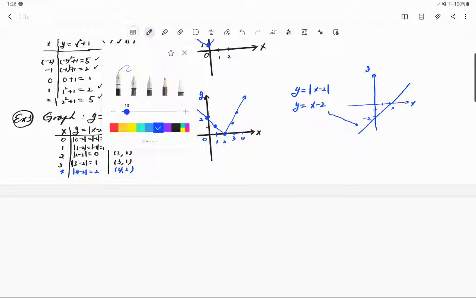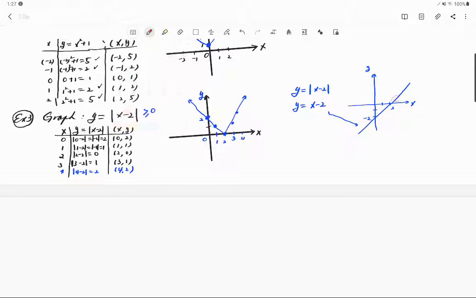Then absolute value means what? Positive, right? This is always positive. So you can reflect the line below the x-axis up. Reflect this line up. Move it up. So this negative 2 goes to number 2, right? So the graph will be this part. And once you flip this one, then that's going to be like this. So that's the graph.